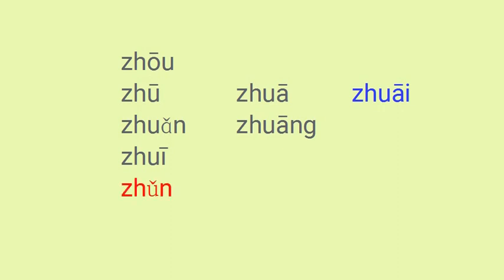ZHUN has the combination of alphabet UN form. So ZHUN is pronounced as Chun. ZHUO is pronounced as Chuo. Please compare the pronunciation of this ZHUO with ZHOU before.